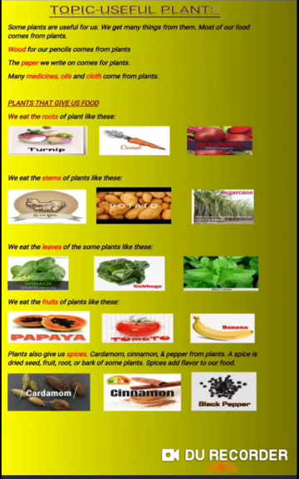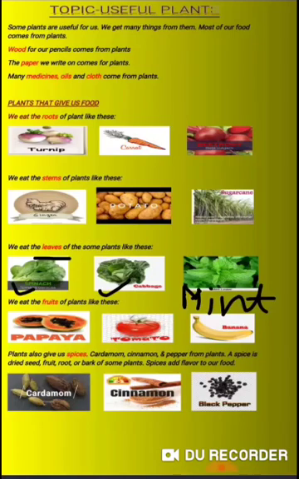Next is leaves. We eat the leaves of some plants. What are leaves? The leaf is the most important part of the plant because the leaves make or prepare food for the plant. So leaves are very important, and you can see the images of leaves. First is spinach, cabbage and mint. This one is mint, pudina. We eat the leaves of spinach, cabbage and mint.